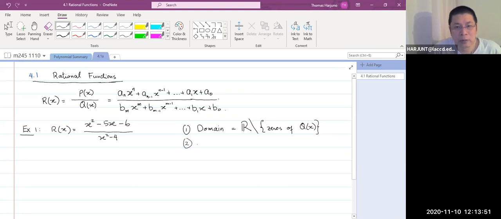Second, the y-intercept. What's the y-intercept? Well, basically that's R(0), right? To find the y-intercept, R(0), you will get a sub 0 over b sub 0. All the x terms cancel because they will all be zeros when x equals 0, right? That's what you get.